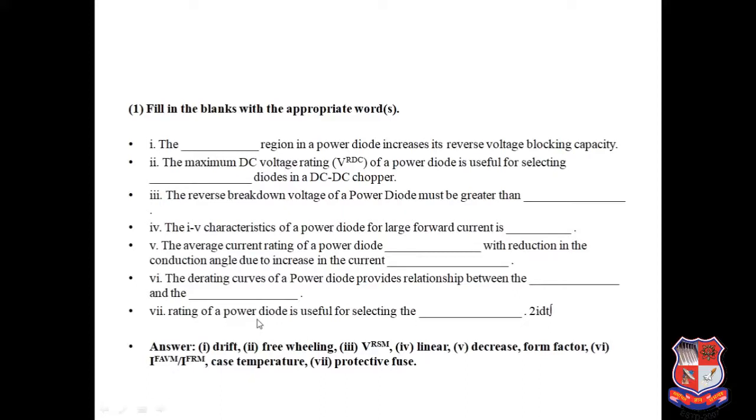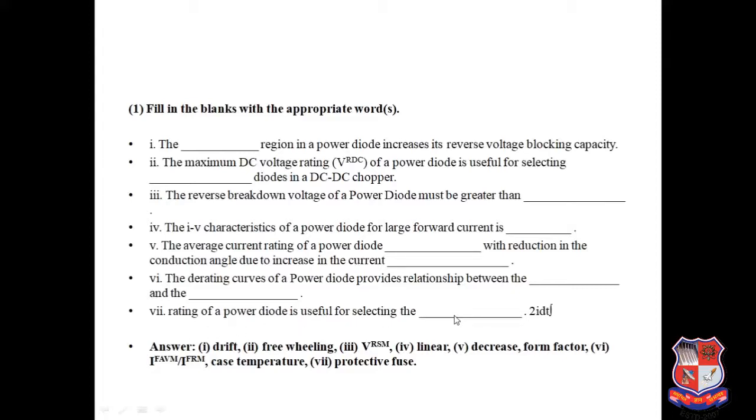Now this one is remaining. The rating of the power diode is useful for selecting the dash diode protective fuse. So the I square t rating of the power diode is useful for selecting the fuses.